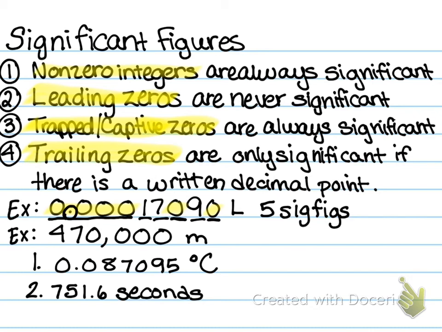We have a second example here, which is 470,000. In this number, we see a couple of non-zero digits here at the beginning, the 4 and the 7. We also see a set of zeros afterwards. All of these zeros are going to fall under the category of trailing zeros because all of them are after the rest of the digits that are not zero. Since there's no decimal point written in this number, there's an assumed decimal point after the last zero, but since it's not actually written, none of those zeros are going to be significant, meaning that there's only two significant figures in this number.